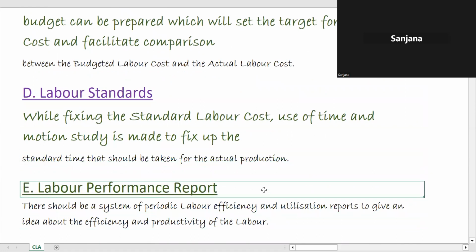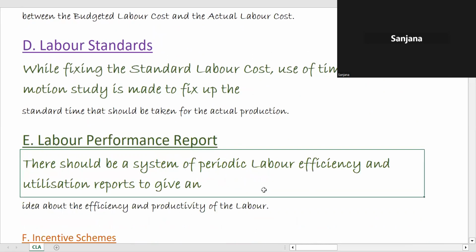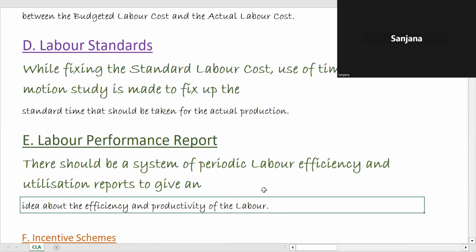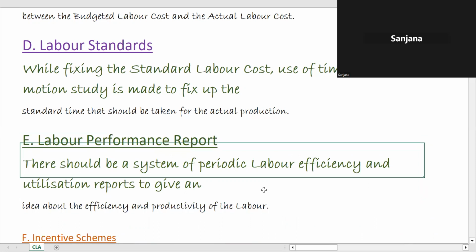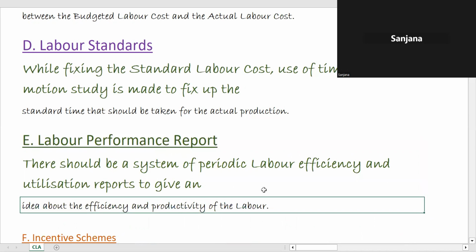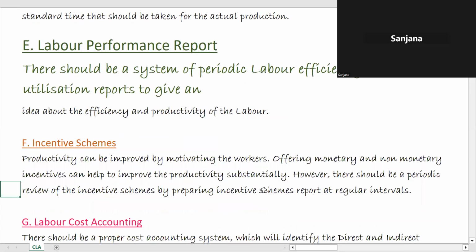Next is the labor performance report. This is reporting. The labor performance report shows the efficiency and utilization of labor, how efficient they are and how well their utilization is taking place. Or some workers are working too much, some are not getting work, it's not evenly balanced. You will get to know that by seeing the labor performance report.